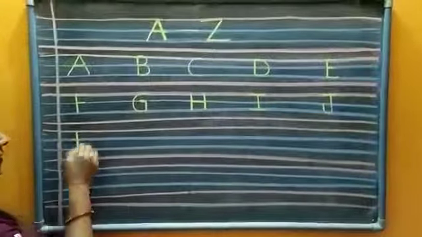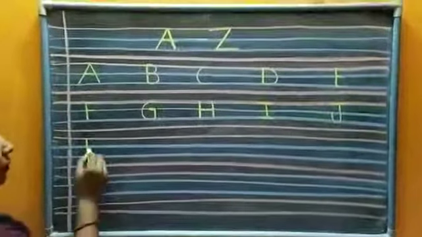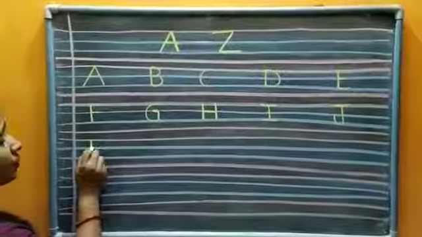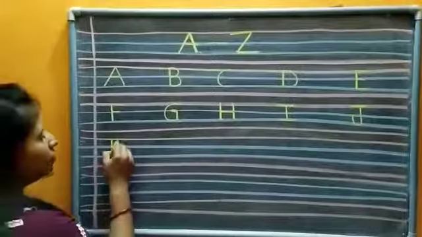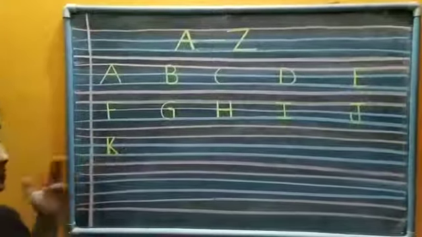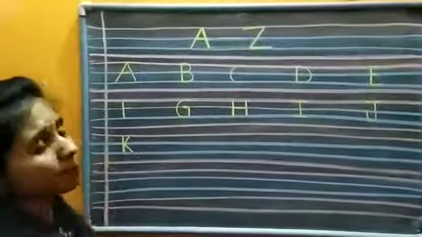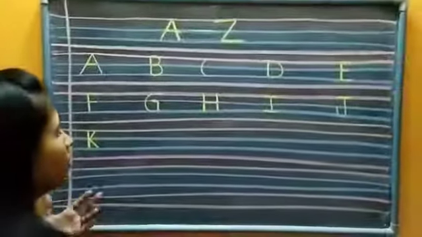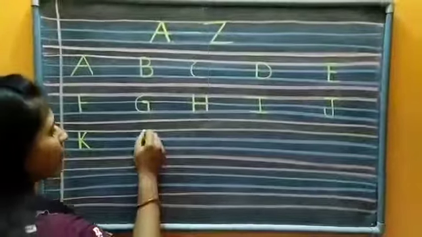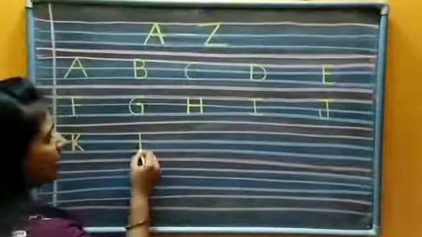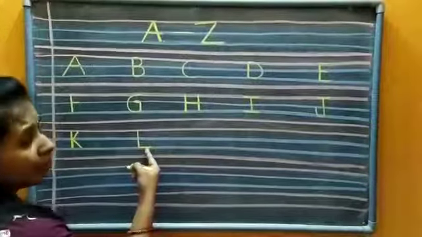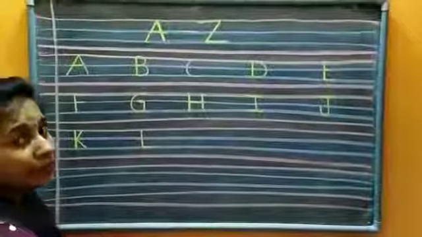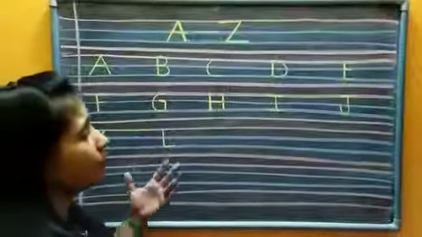Now this is the time to write K. 1 standing line here. Now from the middle means first blue line, we have to draw these 2 slanting lines like this. Our K is complete. Now the turn is to write L with 1 standing line and a sleeping line in the lower blue line. Our L is complete.